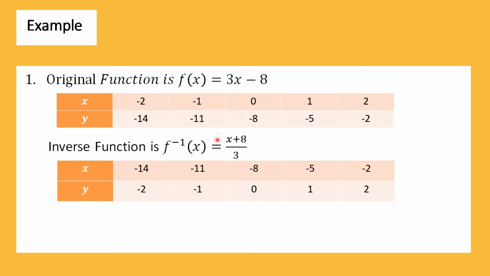Next, negative 5 plus 8. Since unlike signs sila, isa-subtract natin 8 minus 5, that is 3, divided by 3, that is positive 1. And negative 2 plus 8, that is equal to positive 6, divided by 3, that is equal to positive 2. So if you can see, the values of x are now the values of y in our inverse function. And the values of y are now the values of x in the inverse function.